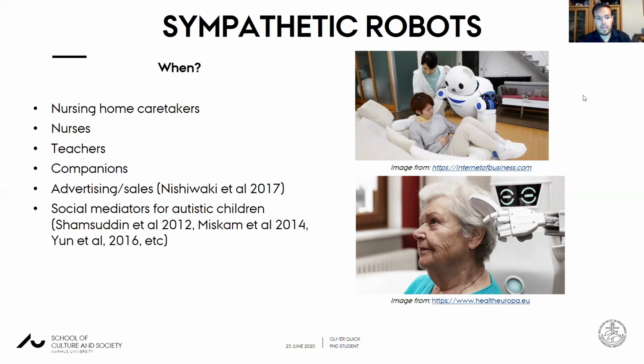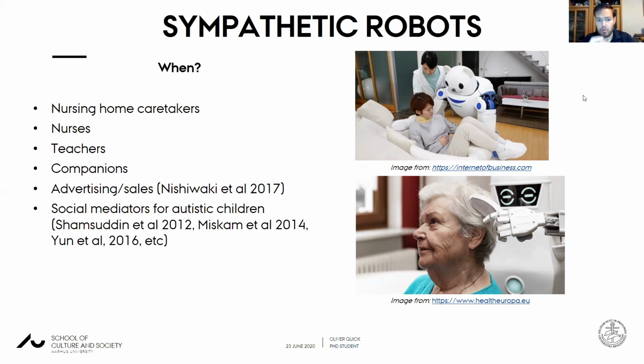Other uses: advertising and sales. There's a study where they designed an iBones robot that exactly plays on people's sympathy to draw them in so that the robot can then give a tissue packet to the person, a sort of guerrilla advertising technique that's sometimes used.